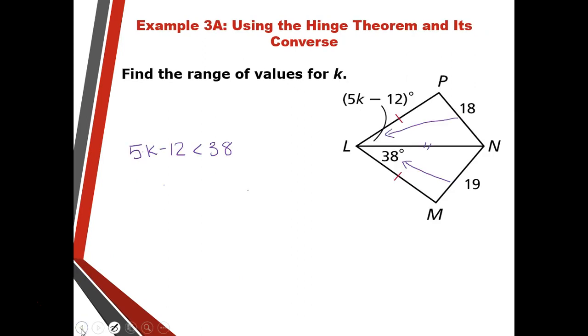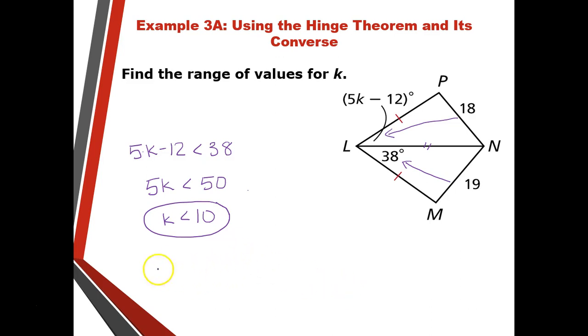And then we're going to solve that inequality for K. Okay. So add the 12 to both sides. We get 5K is less than 50. Divide both sides by 5. We get K is less than 10. So that is going to be our range for K. K must be less than 10.